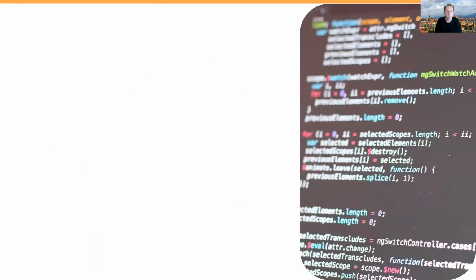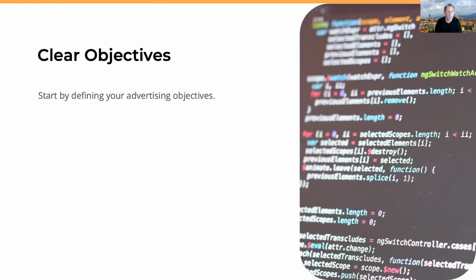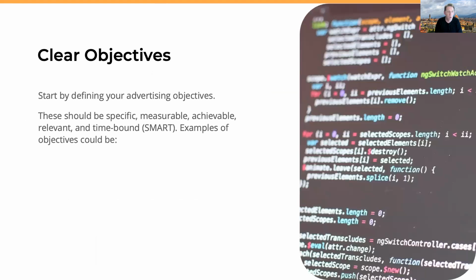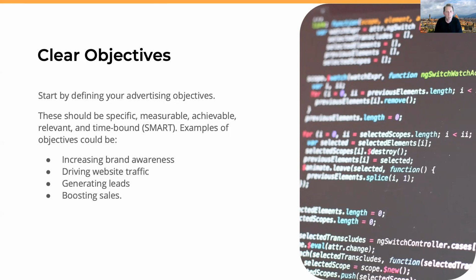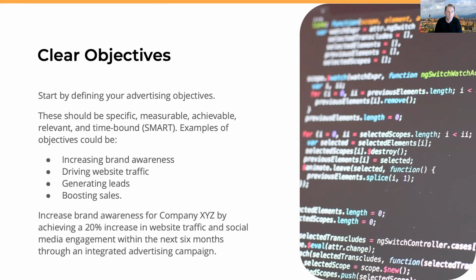We're going to start with clear objectives. We've got to define what your advertising objectives are. They should be specific, measurable, achievable, relevant, and time-bound, or SMART. Some examples of objectives could be increasing brand awareness, driving website traffic, generating leads, or boosting sales.